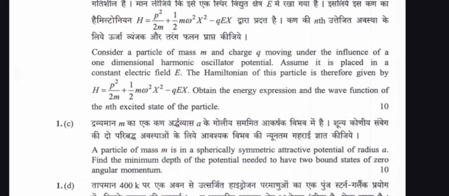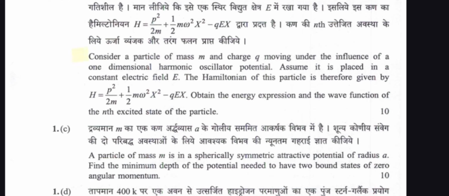Question number 1b. Consider a particle of mass m and charge q moving under the influence of a one-dimensional harmonic oscillator potential. Assume it is placed in a constant electric field E. The Hamiltonian of the particle is given by H = p²/2m + (1/2)mω²x² − qEx. Obtain the energy expression and the wave function of the nth excited state of the particle.